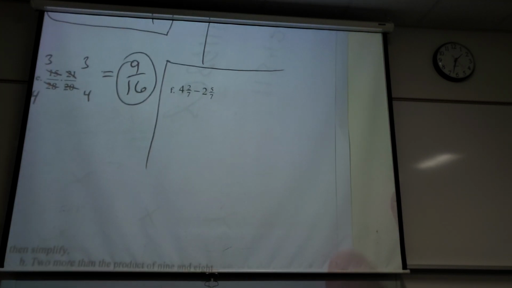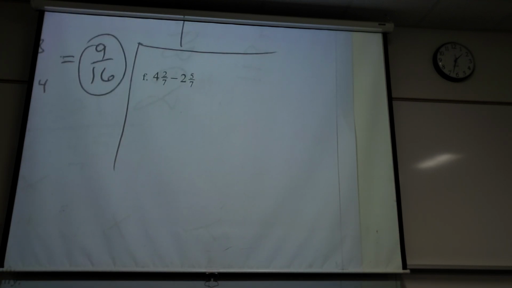And then this one, I'm curious about this one. How did you guys do this one here? Anybody? I changed them into improper fractions first, and then just subtracted between them. I did the whole 7 times 4, and then plus 2.